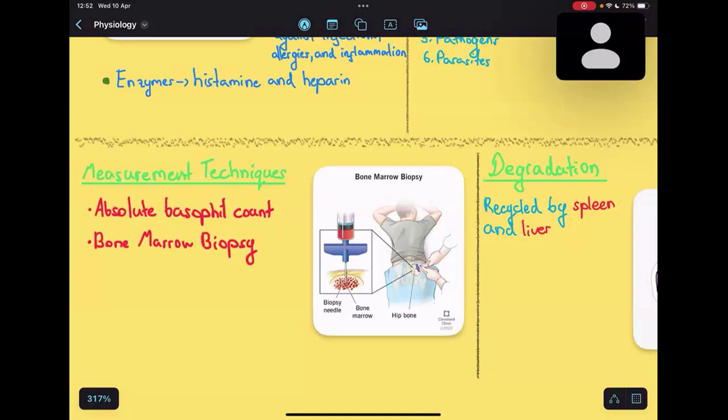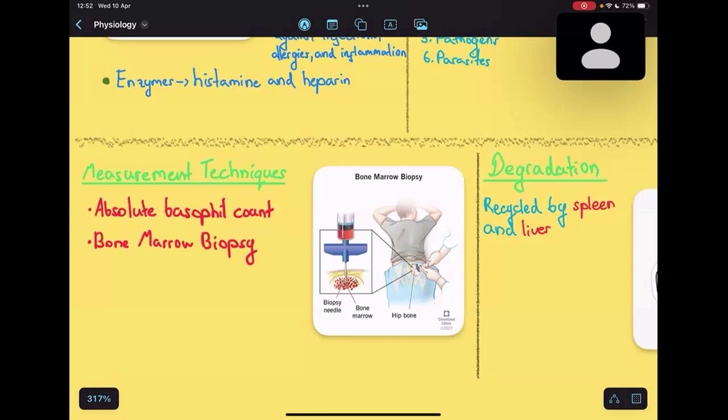So for the absolute basophil count, basically they identify how many basophils are present in the sample of your blood, and the calculation is basically formed by taking the absolute basophil count, multiplying it by the percentage of basophils from a complete blood count by the total number of white blood cells from the same count. I know it's a mouthful, but if you need it, you can go back and listen to it again. And that's how we know if the basophils count is too high or too low.